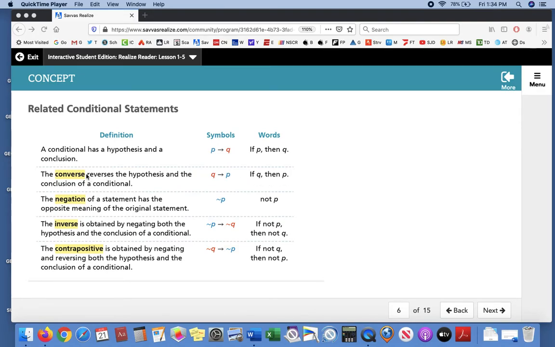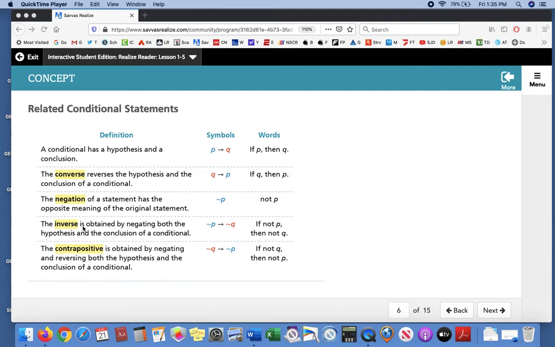That's for the converse. Now we have this negation. Negation will be written with the tilde symbol, that's a little wavy symbol there. The negation of a statement has the opposite meaning to the original, so not P. For example, if I were to say, if it's raining, that would be the if P. To be a negation of that, it would be if it's not raining. All you have to do is make it a negative of what you've said.